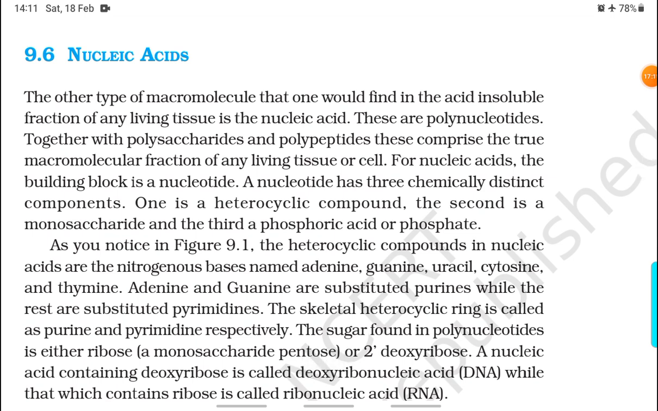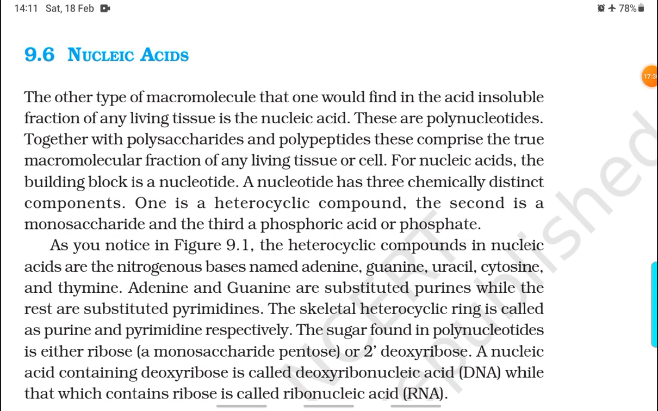Nucleic acid. The other type of macromolecule that one would find in the acid insoluble fraction of any living tissue is the nucleic acid. These are polynucleotides. Together with polysaccharides and polypeptides, these comprise the true macromolecular fraction of any living tissue or cell.